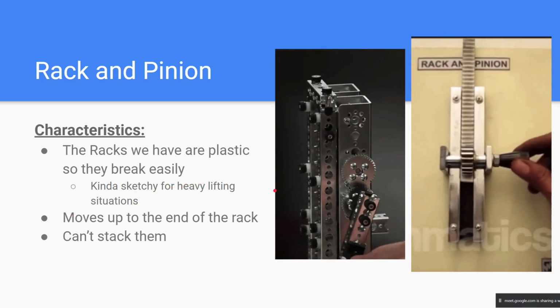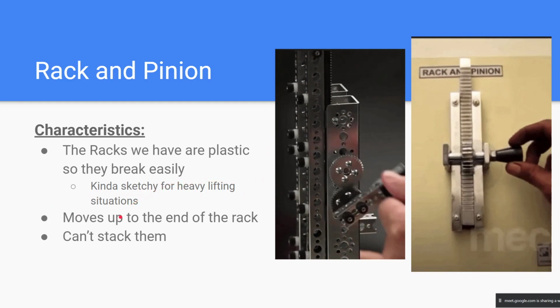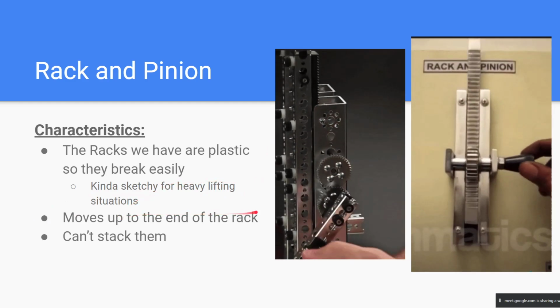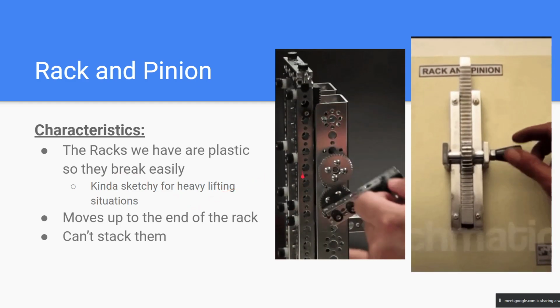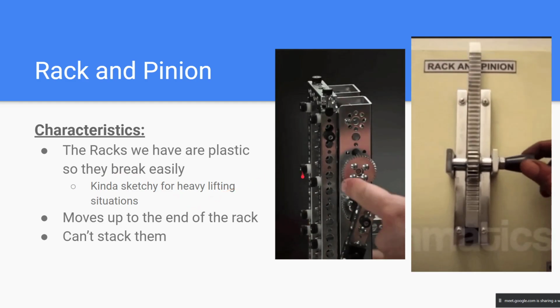With rack and pinion, this isn't really used for going really high up. It's just a simple up and down motion, or you could also go side to side.